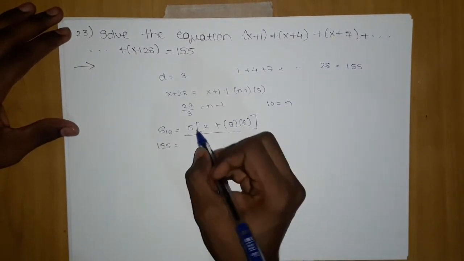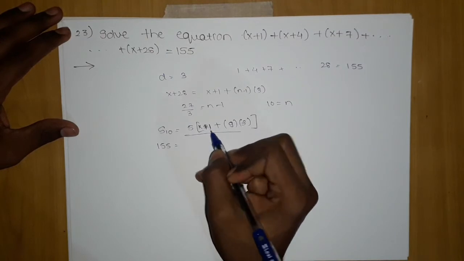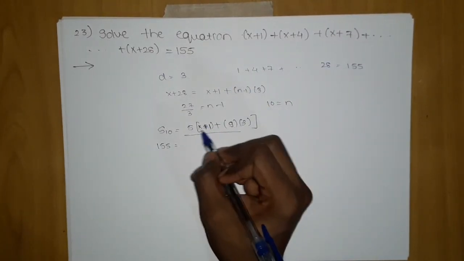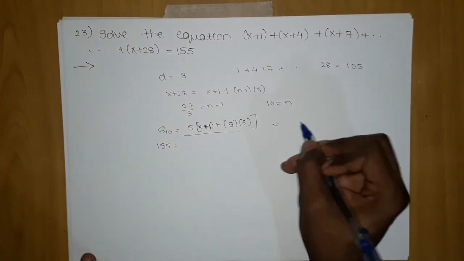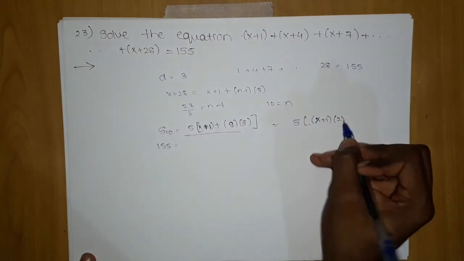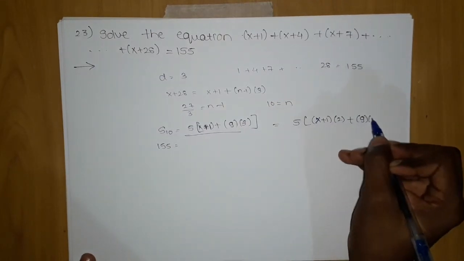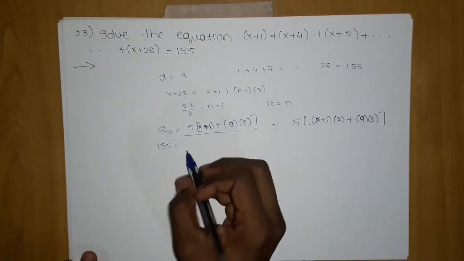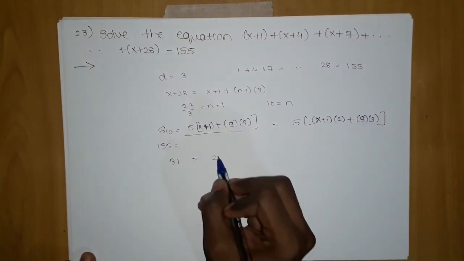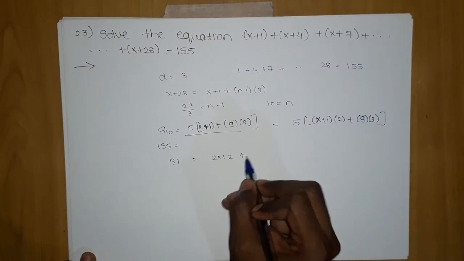We want, okay, I will put it x plus 1. Why? Because we want to calculate the x value. So into 2, okay, let me write it. 5 into x plus 1 into 2 plus 9 into 3, okay, this is equals to 155. When I divide it by 5, I get 31. It should be equal to 2x plus 2 should be equal to 27.